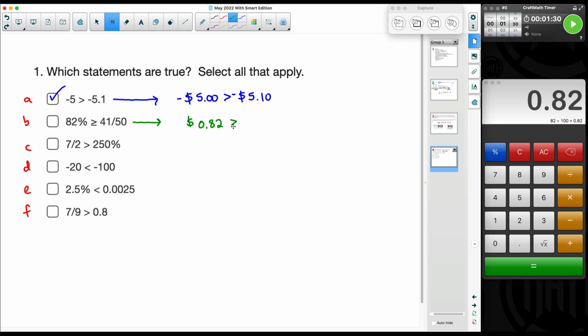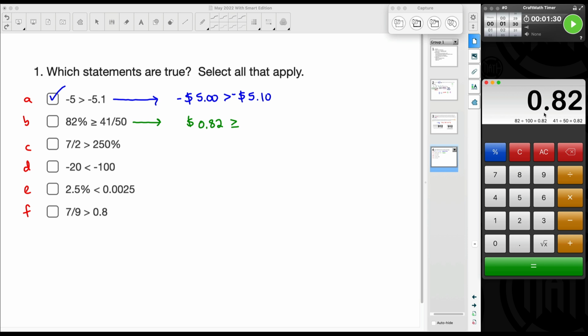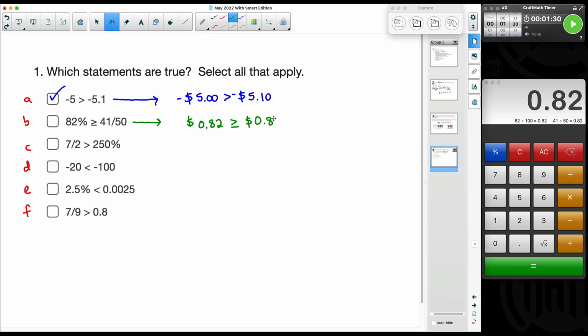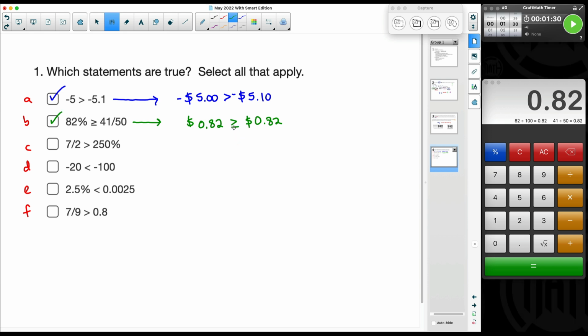Is this greater than or equal to? That little line right there. Greater than or equal to. And let's take 41 divided by 50. Check it out. We get the same exact thing. So sure, it's not greater than, but it is equal to. So this is still a true statement because of that little itty bitty line right there. Had that line not been there, it would have been false.